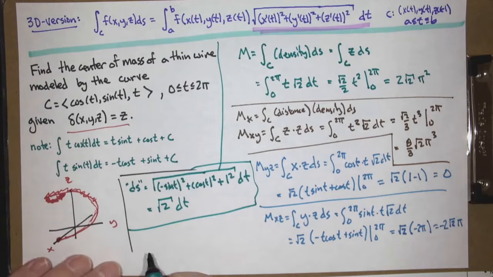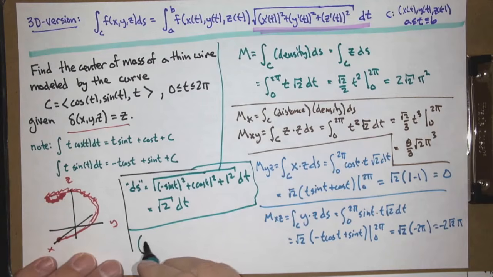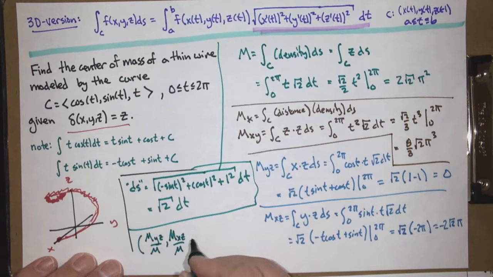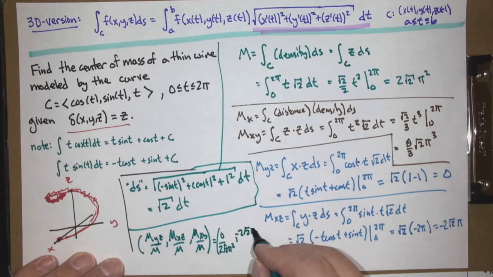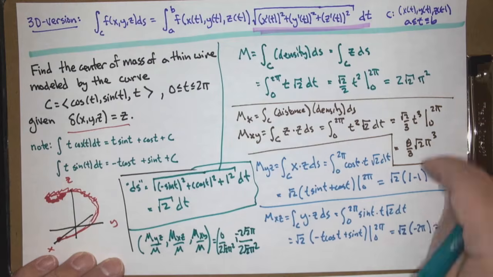We've got to take the ratios. So our center of mass: you take the moment with respect to yz, divide by mass. Moment with respect to xz, divide by mass. Moment with respect to xy, divide by mass. That's on the formula sheet, so that's not too surprising. So we get 0 over 2 root 2 pi squared. That's going to be easy to compute. Minus 2 root 2 pi over 2 root 2 pi squared. That's the next computation.